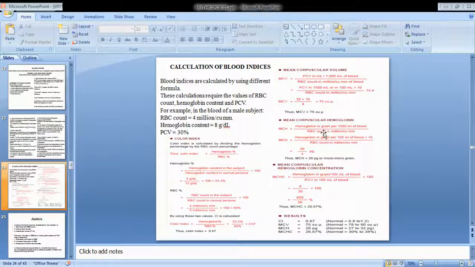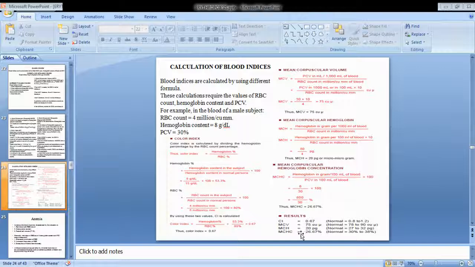Then mean corpuscular hemoglobin, it is the hemoglobin in grams per 1000 ml of blood by RBC count in millions per cubic millimeter. Whereas the hemoglobin percentage here is calculated by the hemoglobin content in the subject by the hemoglobin content in a normal person, a ratio compared between a patient and a normal person, into 100. That is a percentage. RBC percentage is again calculated by RBC count in the subject or the patient by RBC count in the normal person into 100. Okay, so the normal values are given.